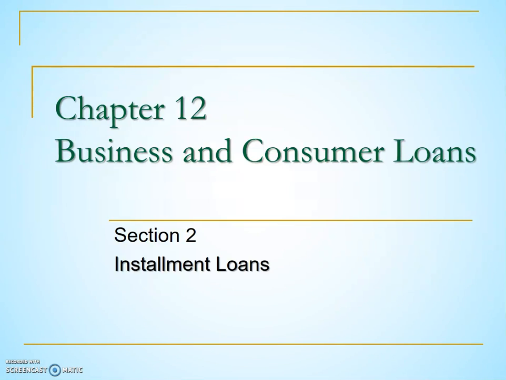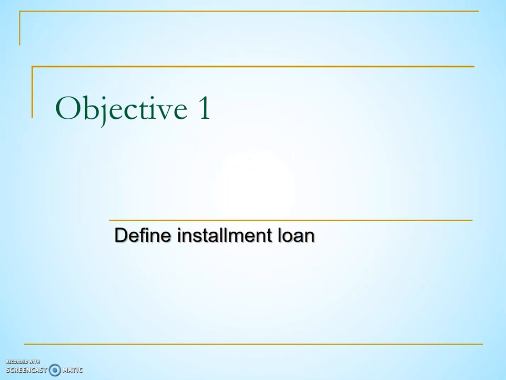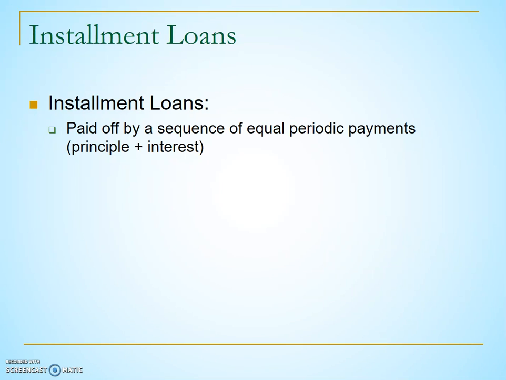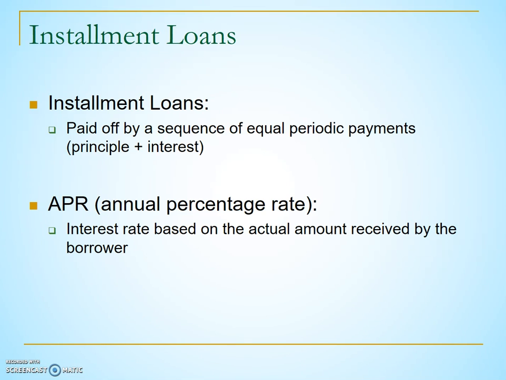Chapter 12, Section 2, Installment Loans. Installment loans are loans that are paid off by a sequence of equal periodic payments, which pays off both the principal and any interest accumulated. APR, or annual percentage rate, is the interest rate for these loans, which is based on the actual amount received by the borrower.